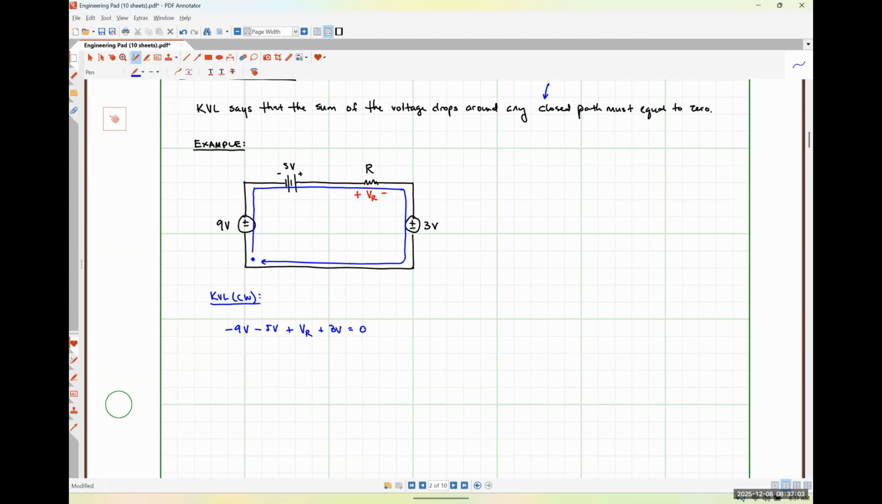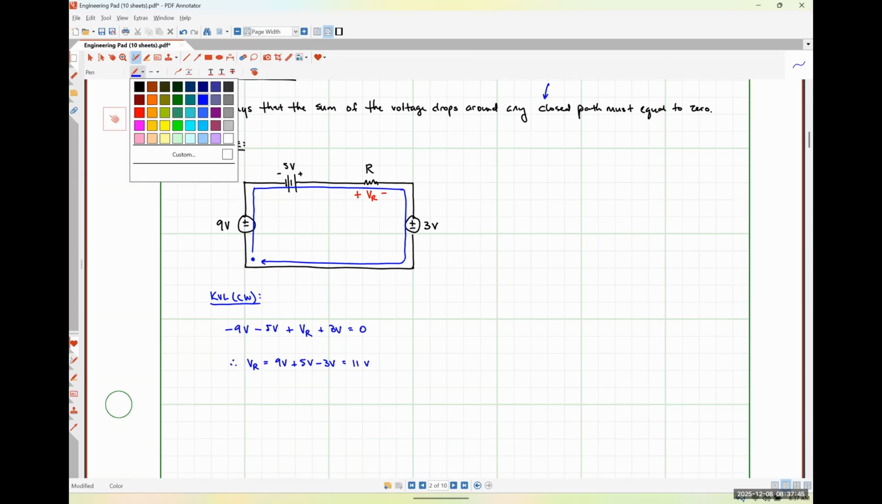Then I can rearrange this. I'm going to keep VR on the left-hand side of the equal sign and move everything else over. Negative 9 volts moved to the right-hand side looks like positive 9 volts. Negative 5 volts looks like positive 5 volts. Positive 3 volts looks like negative 3 volts. 9 plus 5 is 14, minus 3 is 11 volts. So according to Kirchhoff's voltage law applied in a clockwise direction, VR is equal to 11 volts.